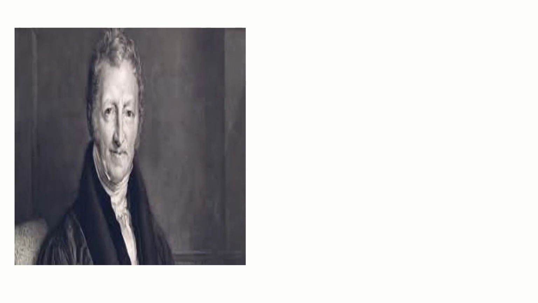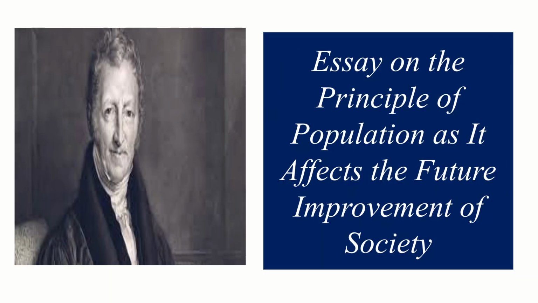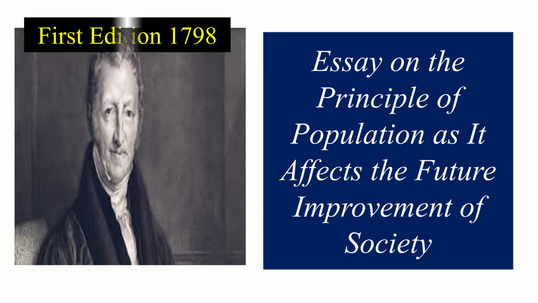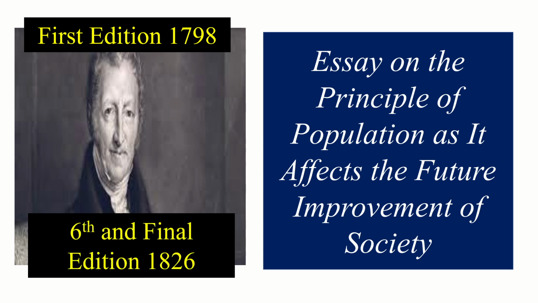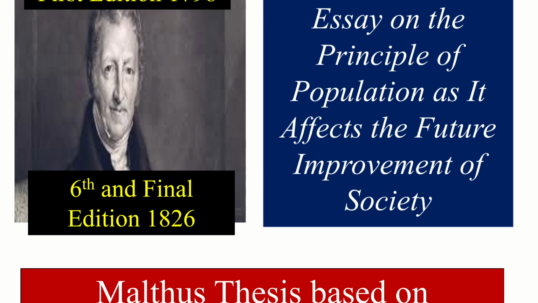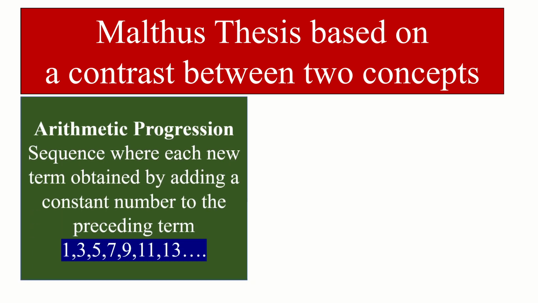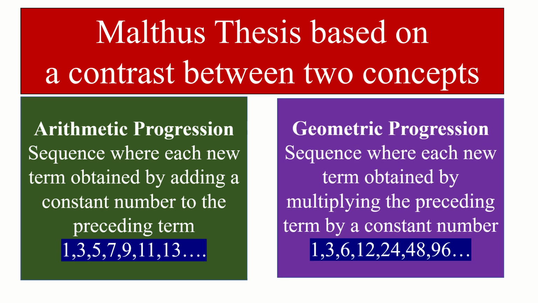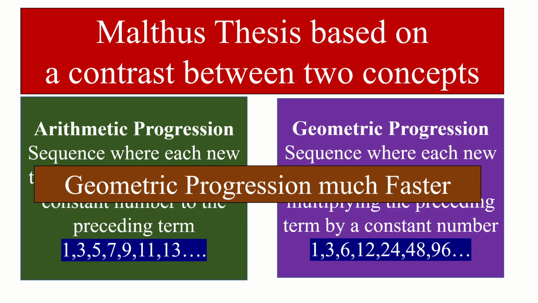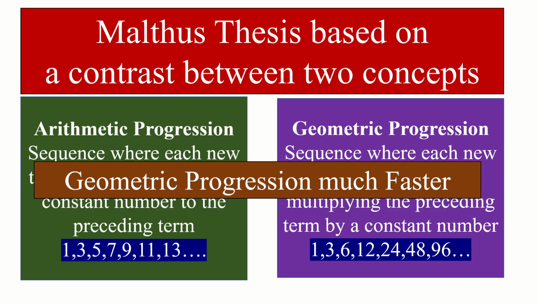We start with Malthus. He presented his theory in Essay on the Principle of Population. Its first edition was published in 1798 and the sixth and final edition in 1826. Malthus' thesis is based on a contrast between two concepts, arithmetic progression and geometric progression. And as you can see on the screen, geometric progression is much faster than the arithmetic progression.